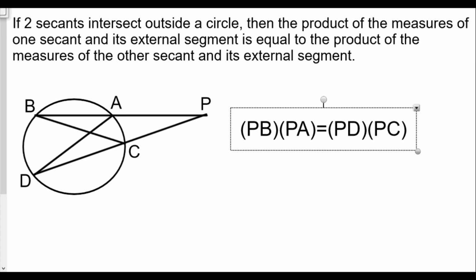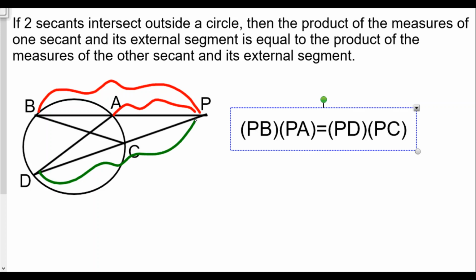Then what happens is the product of the measures of the one secant and external segment is equal to the product of the measures of the other secant and external segment. Meaning in this case, like we said before, the whole secant measurement, so all of PB times its outside part, which is PA, is equal to the whole measurement of PD times the outside part, which is PC, the external segment. So the whole times the outside part equals the whole times the outside part.